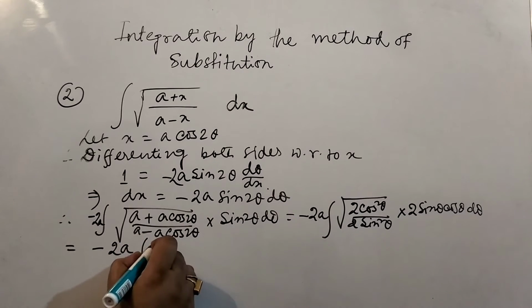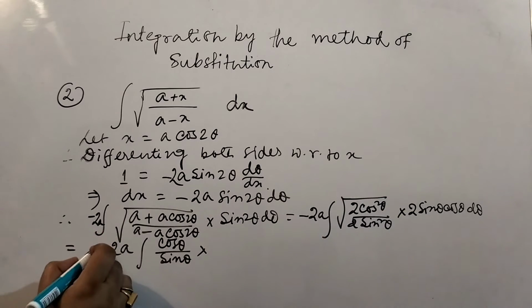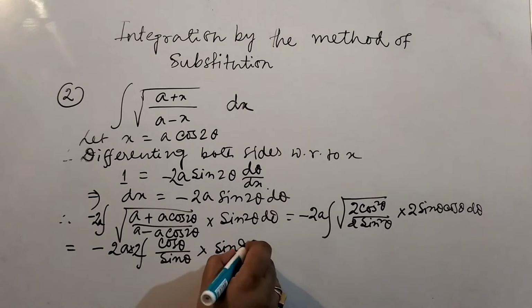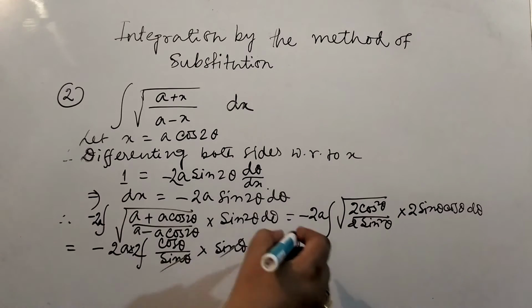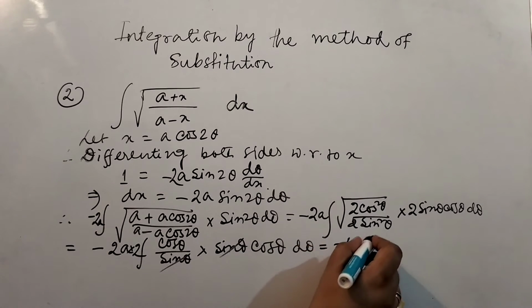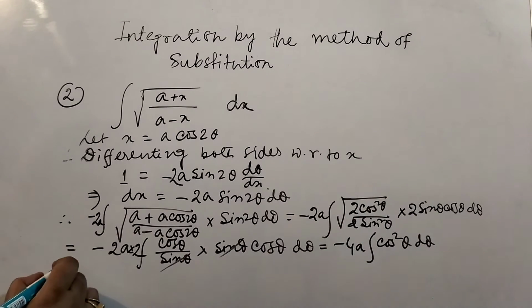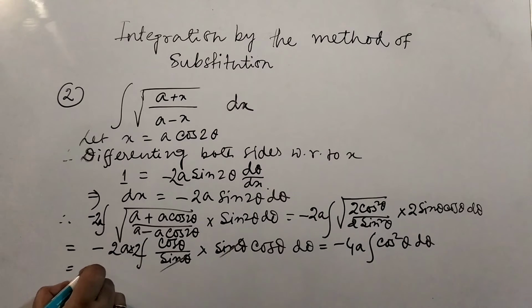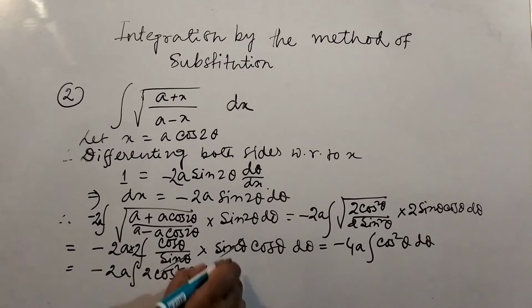So now in the next step, we can write minus 2a, all these 2's will be cancelled, and hence we will get cos theta by sine theta after finding the square root, into this 2 can be written over here. So it will simply be sine theta cos theta d theta. Now look students, this sine theta can be cancelled and hence we get minus 4a cos squared theta d theta. Now, if we take a 2 from the factors of 4, then we will get minus 2a into 2 cos squared theta d theta, right?